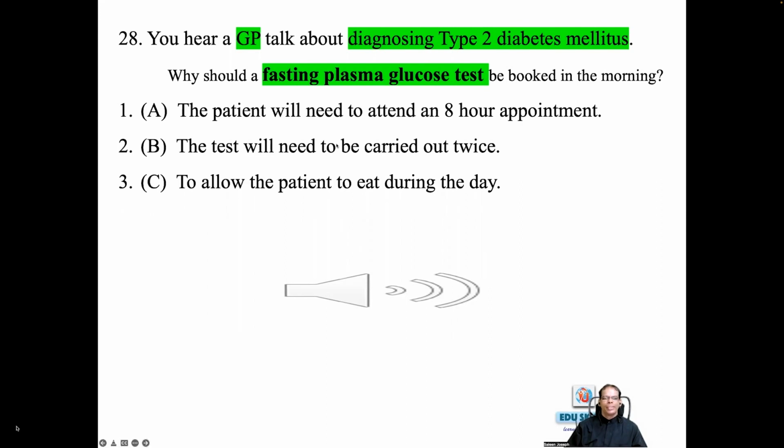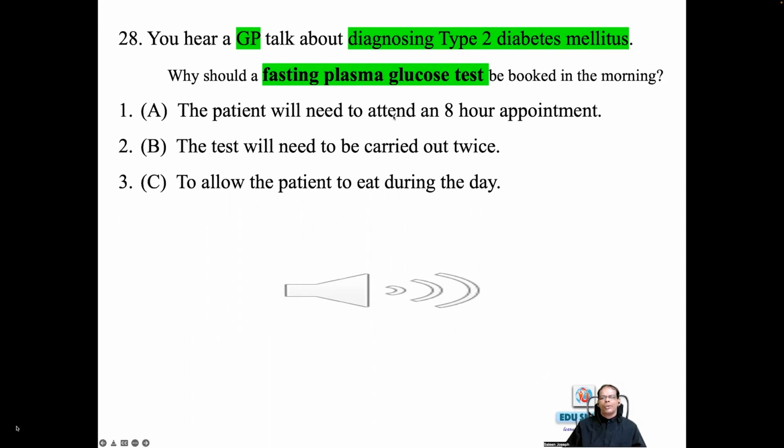8 long hours? No. The test will need to be carried out twice. Do you need to carry out the fasting plasma glucose test twice? No. So ultimately, to allow the patient to eat during the day, because 8 hours of fasting is required. So take it in the morning so that during the day they can eat, because you have fasting 8 hours in the night. And actually, you don't require any knowledge, any audio to answer such type of questions that we call predicting the answers. And once you go through these options, if these two are not the answers, this should be the answer, right?